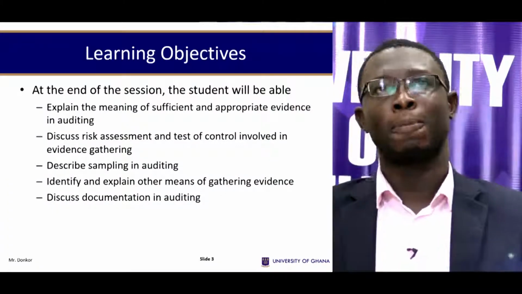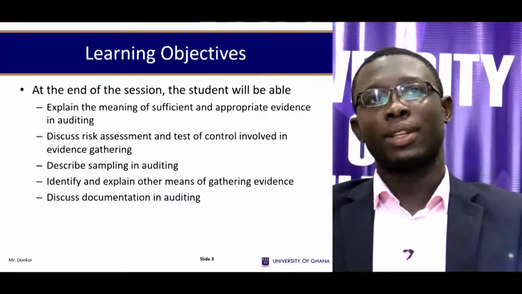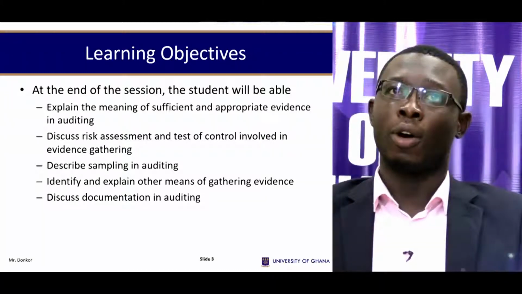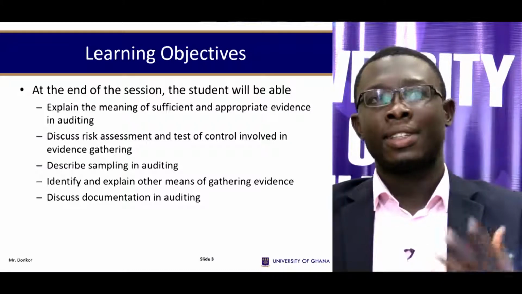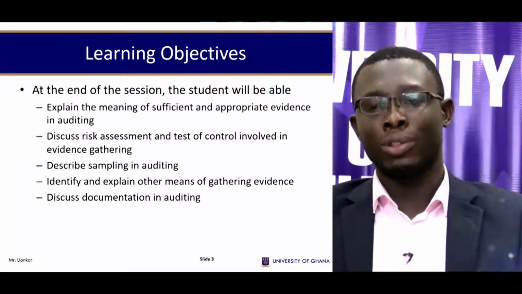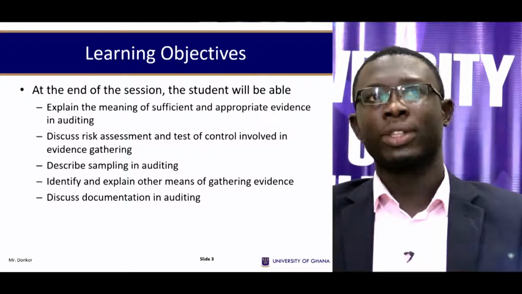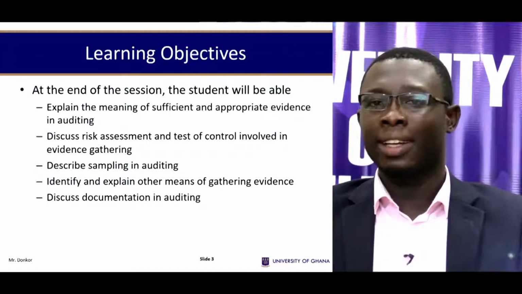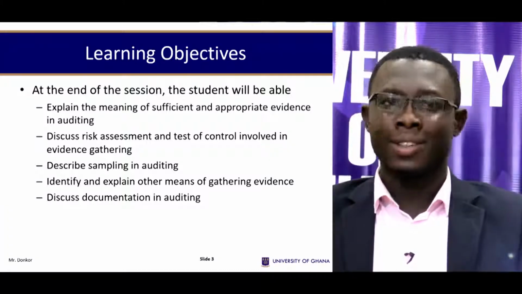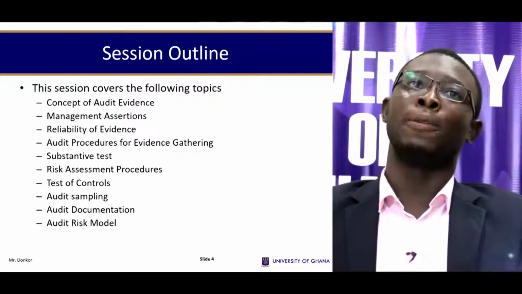At the end of the session, students are expected to be able to explain the meaning of sufficient and appropriate audit evidence, discuss risk assessment and test of controls involved in evidence gathering, describe sampling in auditing, identify and explain other means of gathering evidence, and discuss documentation in auditing.